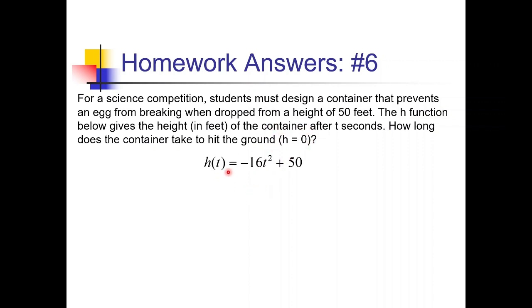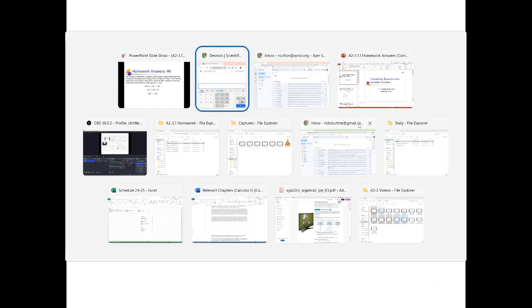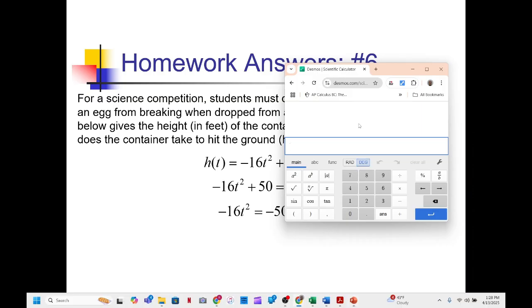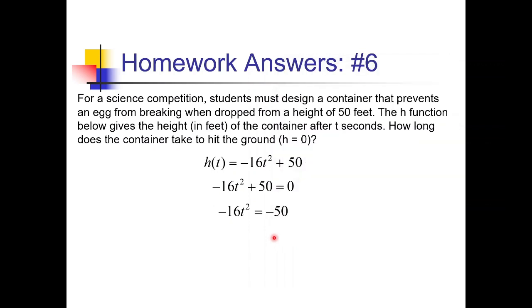So to solve this, I just have to replace the h with 0. And now I just have to solve for t. One step to doing this, since I'm trying to isolate the squared function here, is subtract 50 from both sides. And then if I divide both sides by negative 16, that'll give me t squared. So let me just do that on Desmos. Negative 50 divided by negative 16 comes out to 3.125. And now I just have to square root both sides of this.